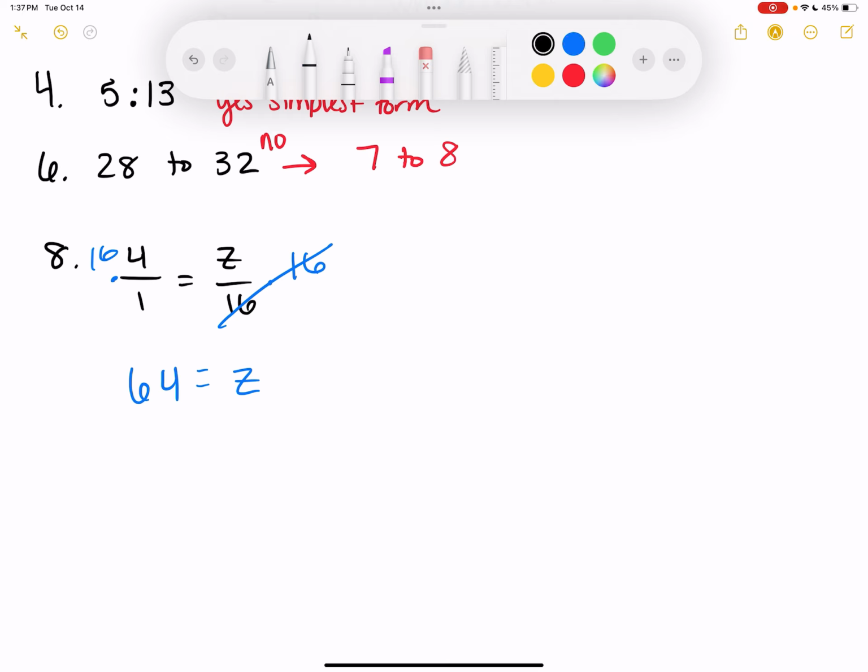Number 10: 36 over 12 is equal to x over 2. Basically, you're going to multiply both by 12. No. You're multiplying by whatever is under the variable. Oh, multiply both by 2. So then I'm going to reduce over here to make it easier. 2 goes into 12 6 times. 36 divided by 6 is 6.